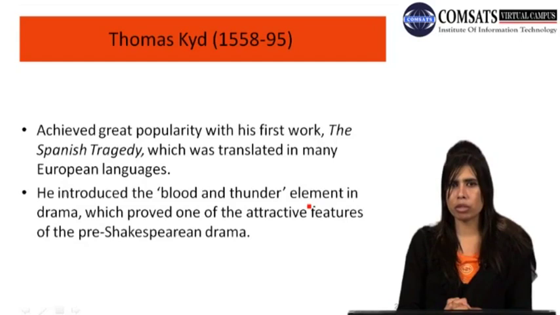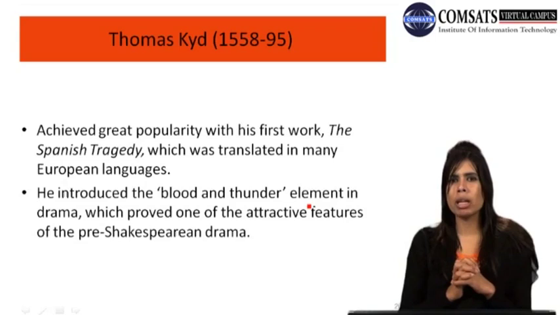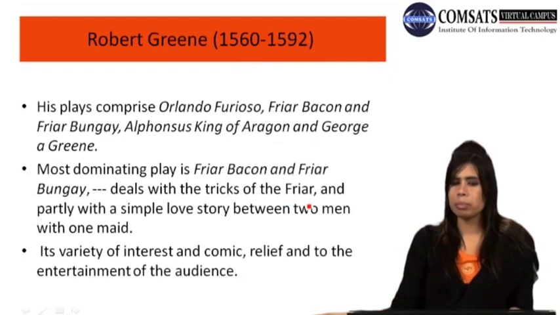So here, my dear students, we are not yet on Shakespeare, the most dominating figure in the Elizabethan age. We are talking about other writers of that age, but our focus is on Elizabethan drama right now. So he, for the very first time in Elizabethan drama, introduced the concept of blood and thunder, of violence, of killing a man, which was prominent in Shakespearean drama as well. And these are the attractive features, in order to create suspense and to create horror in the society. Fine.